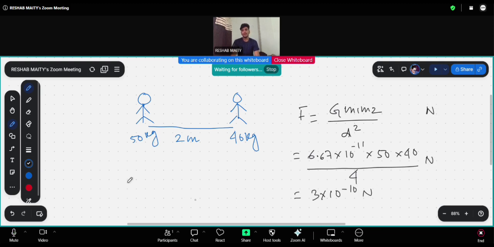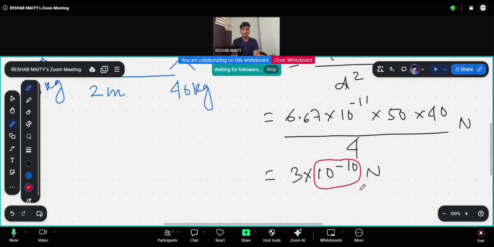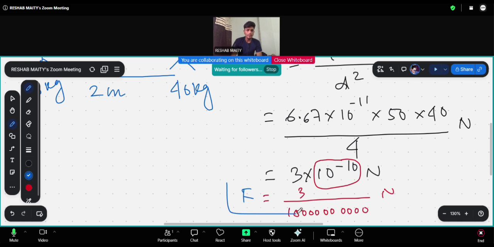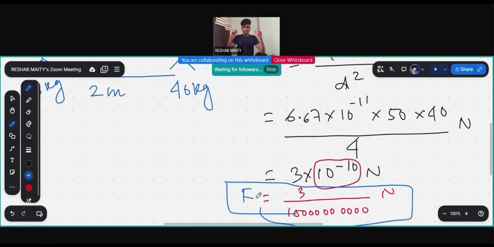Here we can see the term 10 to the power minus 10. What does it mean? It means 3 divided by 1 followed by ten zeros, so the value of F is very, very small. The attraction force between those two boys is very small, so they cannot feel it. That's why they are not sticking with each other.